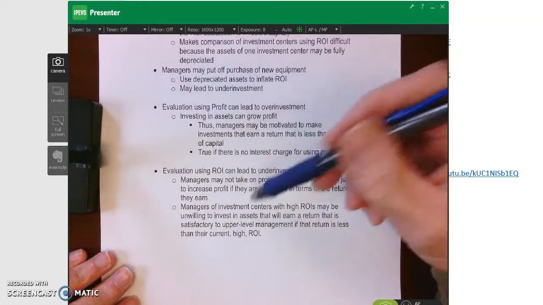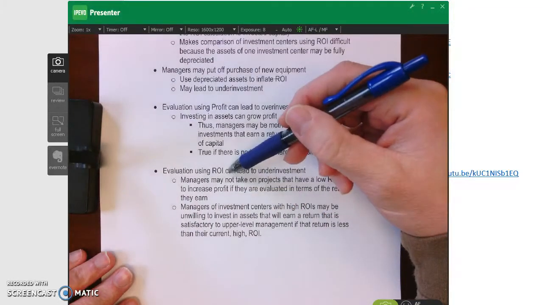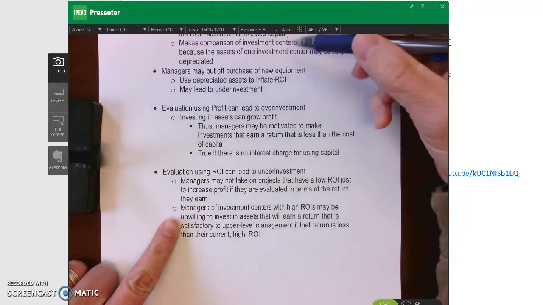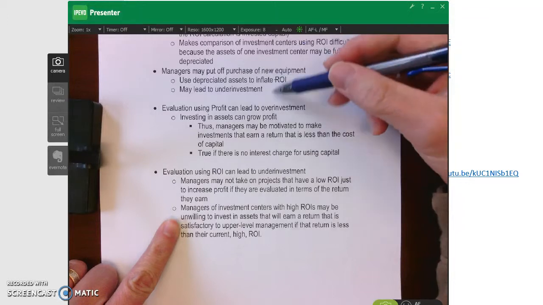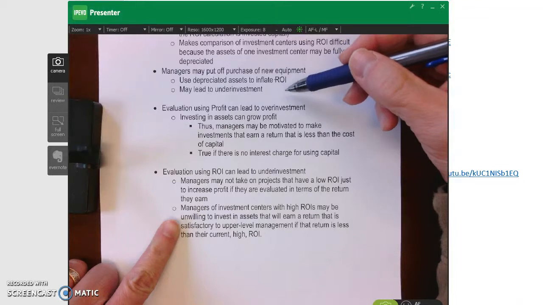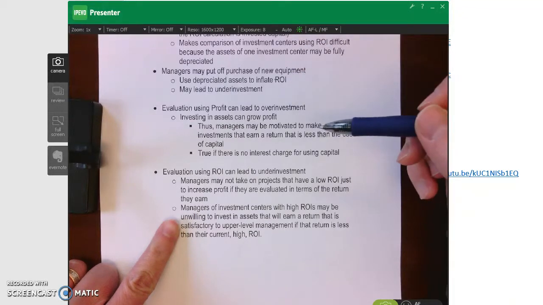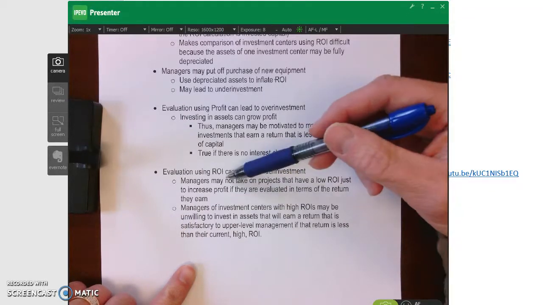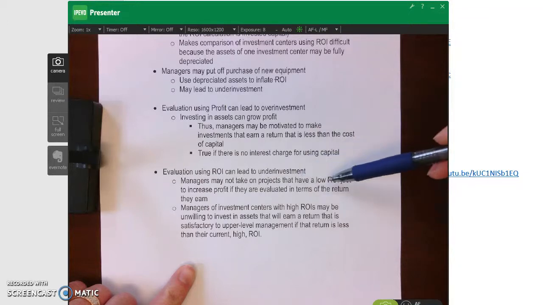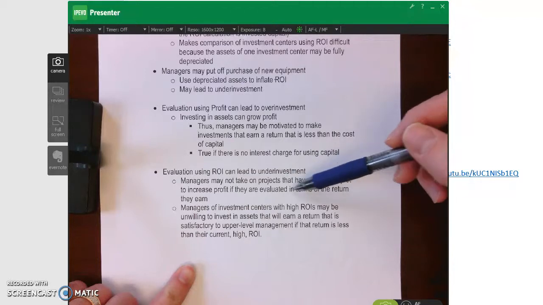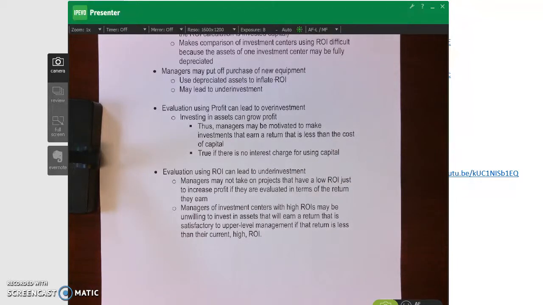Finally, using ROI could lead to underinvestment because, as we said, we're using that historical cost, and so they could just drive down the denominator by using older equipment, which then increases the return on investment. And we could also say managers may not take on projects that have low ROI just to increase profit if they are evaluated in terms of the return that they earn.